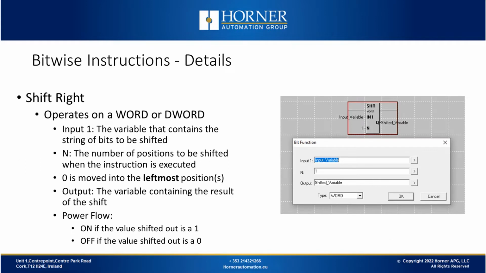Next, let's look at a shift right. Here we just shift the bit pattern in the other direction. We still have an input variable containing the bits to be manipulated, and we have an n input, which is how many positions we're going to move. This time we're moving 0 into the leftmost position, and we're shifting out the bit in the rightmost position. The rules for power flow are the same.